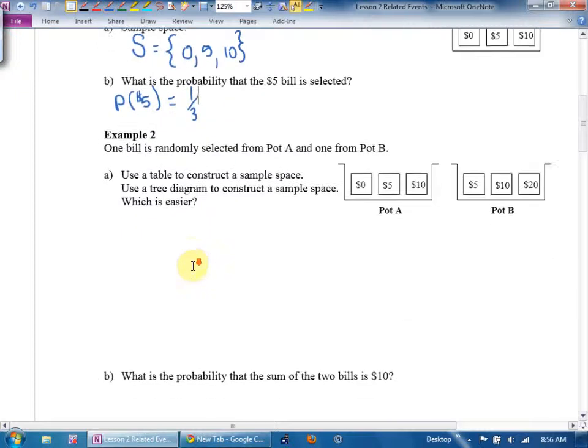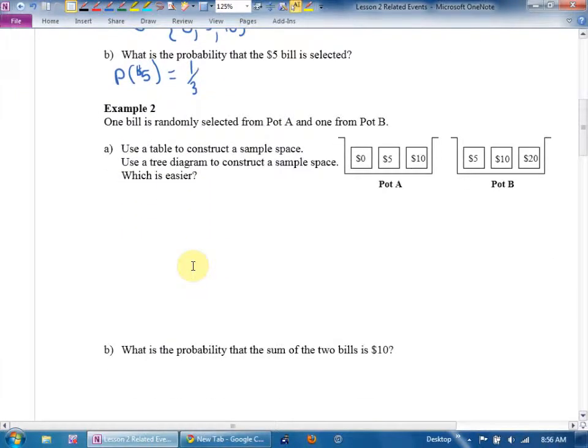Let's do a more interesting question. Example 2. One bill is randomly selected from pot A, and one is selected from pot B. So now we're picking from each. It says, use a table to construct a sample space and use a tree diagram to construct a sample space. Which one is easier? I'm going to draw a little line down the middle. Generally, I use a table if there are two main samples and there's more than three. Specifically, I use a table when I'm rolling two dice because it's 6 and 6. If I did a tree, my tree would have 36 branches, which is a bit of overkill.